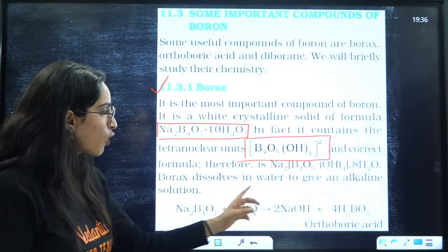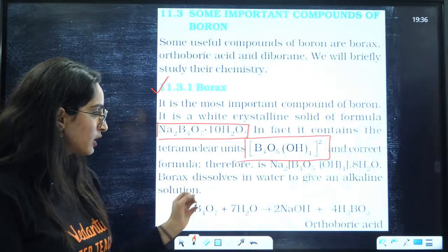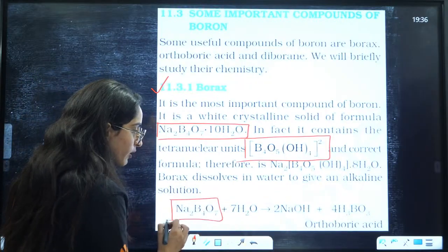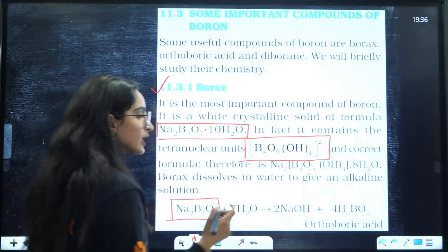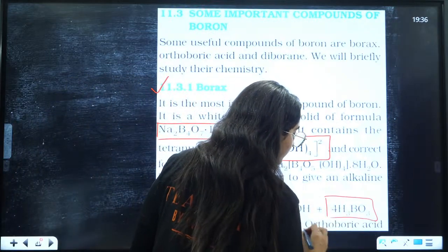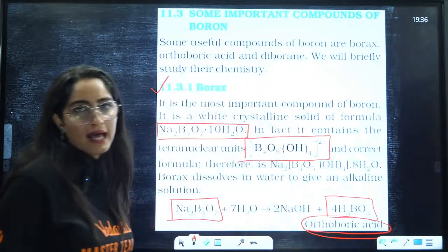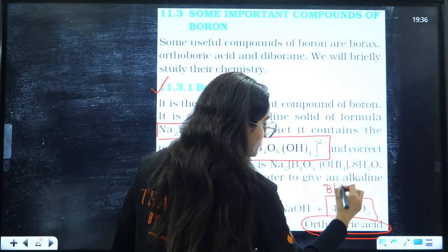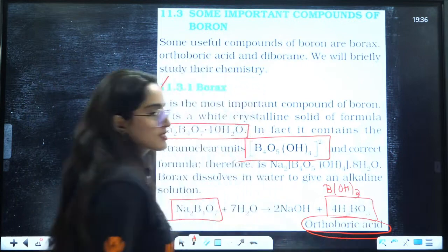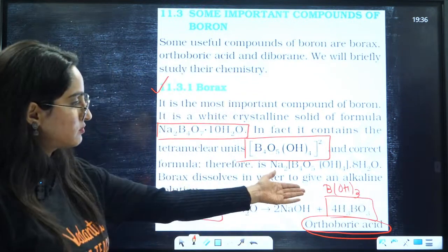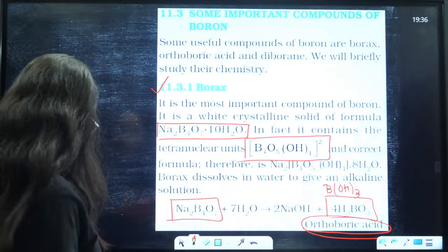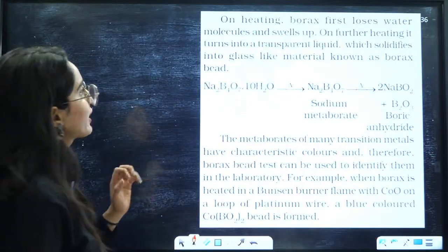Then borax dissolves in water to give an alkaline solution. Now, this compound is important. Borax will give you a very important compound, that is orthoboric acid, also written as B(OH)3. It is actually an acid, but from here students feel that it is a base. It is actually an acid. Or you can simply say it is boric acid.